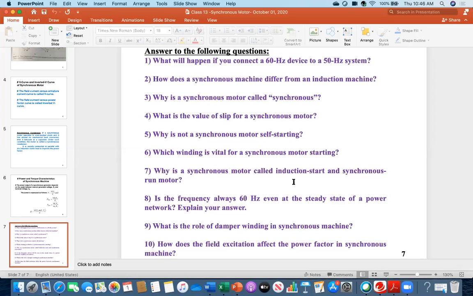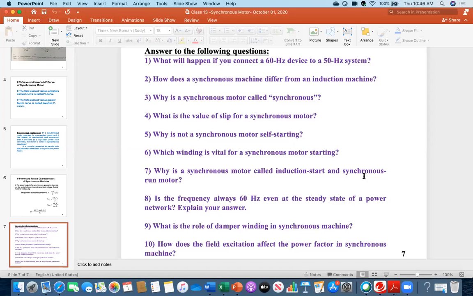Well, because the damper winding is an induction coil that gives it the torque, right? Yes, right. Because at the start, it is not self-starting. At the start moment, you need damper winding. The damper winding works on the induction principle. So in other words, a synchronous motor starts following the induction principle, and later it gets synchronized.